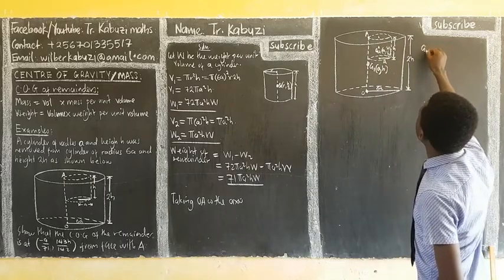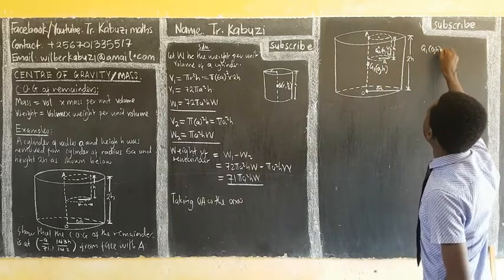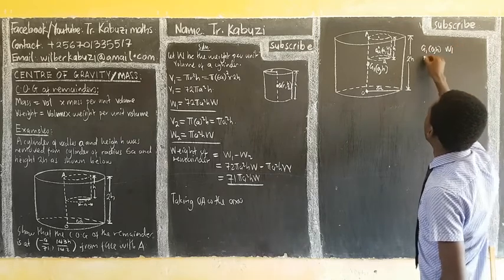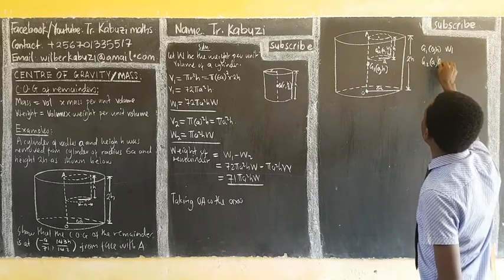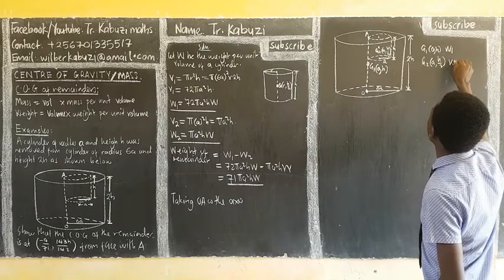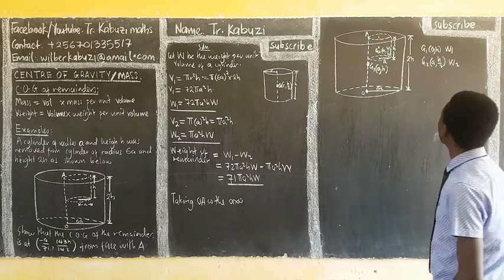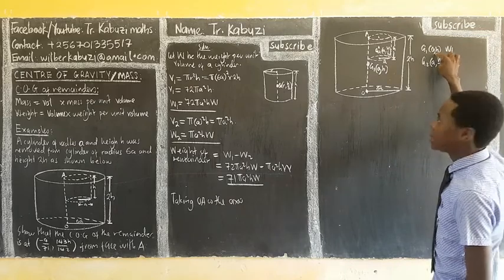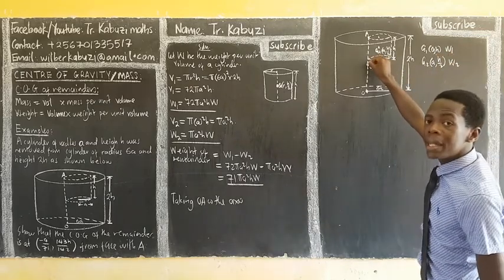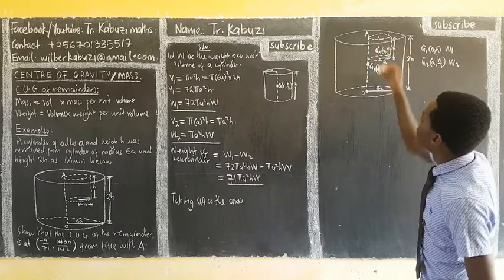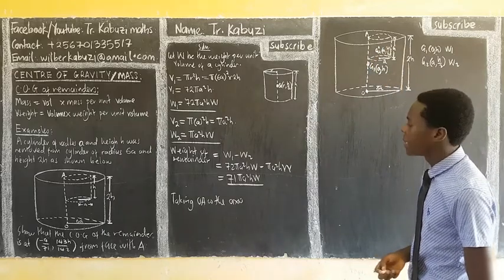So B1, the center of gravity of this, is having weight 1. Then B2, the center of this one, is A, H over 2, W2. As simple as that. We have the weights and where they are acting, because we say the weight is acting from the center of gravity. And because these are cylinders, it's very easy to determine it.